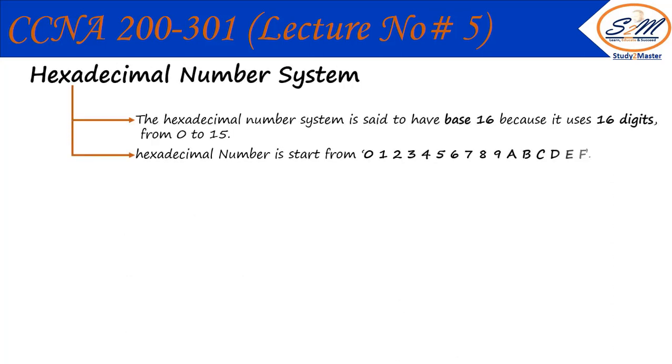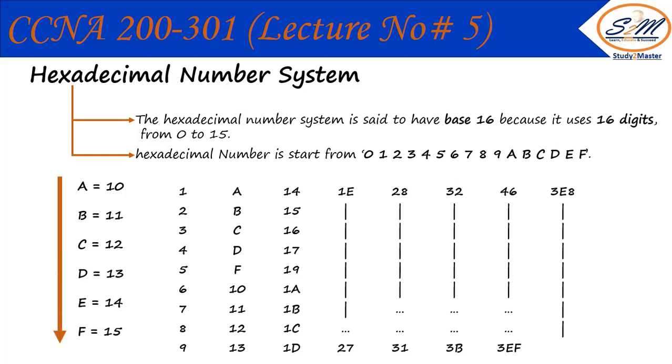Hexadecimal number system format. The hexadecimal number system is said to have base 16 because it uses 16 digits from 0 to 15. Hexadecimal numbers start from 0, 1, 2, 3, 4, 5, 6, 7, 8. We don't have 10 in here. So instead of 10 we use A, B, C, D, E, F.